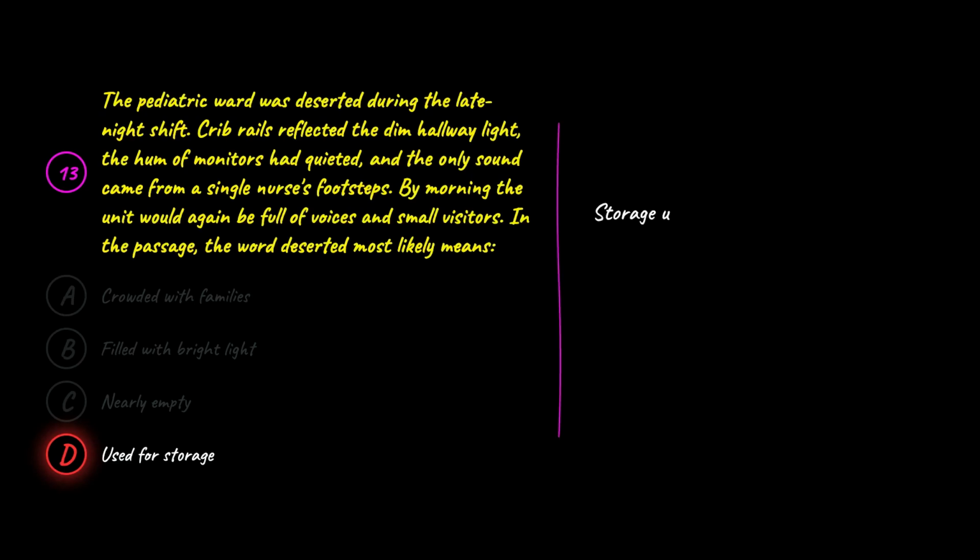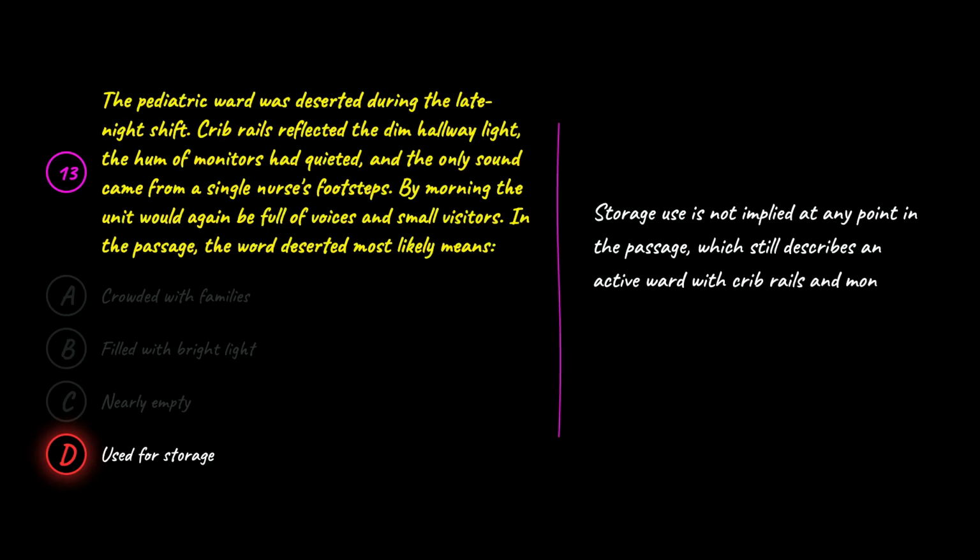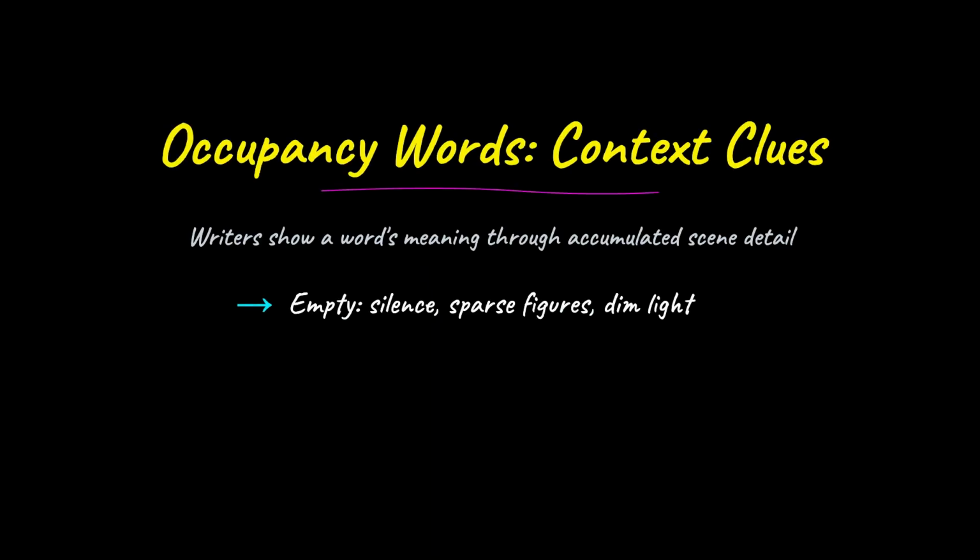D is wrong because storage use is not implied at any point in the passage, which still describes an active ward with crib rails and monitors running, just lightly populated, so this option imports meaning the text never supports. When a reading passage uses a precise word to describe a setting, the test is not asking whether you already know that word. It is asking whether you can read the surrounding details carefully enough to lock in the right meaning. Words that describe occupancy, emptiness or crowding, are heavily tested because writers layer concrete images around them.